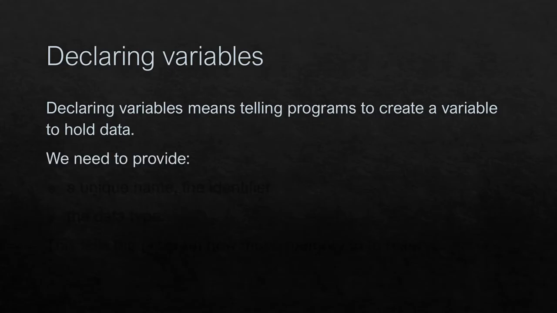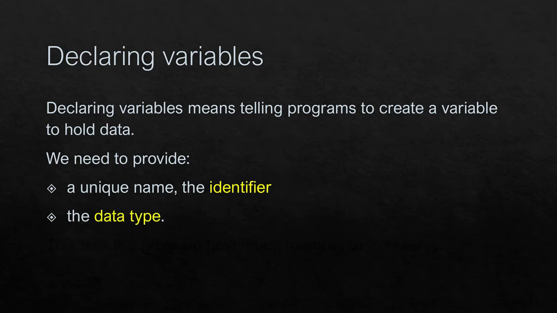So to do this, you're going to have to give it a name, first of all the identifier, and then tell it the data type, and then it knows how long it is, and it can go off to RAM, find some space and allocate that memory to your computer program.